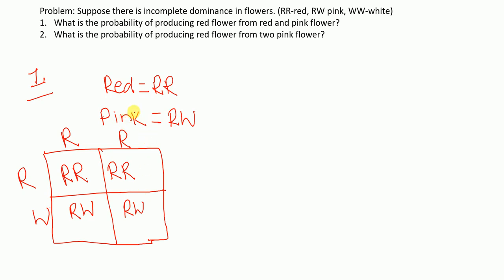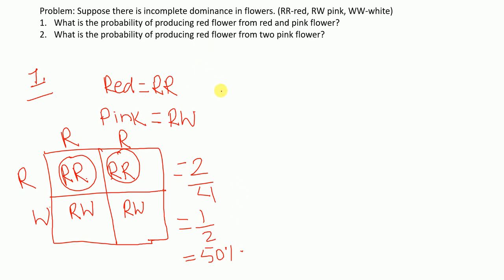So what is the question? Question is, what is the probability of producing red flower? If you look at this Punnett Square, only these two genotypes represent red flower, whereas these two represent pink flower. So what is the probability then? Out of the 4 cases, in 2 cases there is a probability that the red flower can be produced, which is 1/2, which is 50%. This is the solution of question number 1.